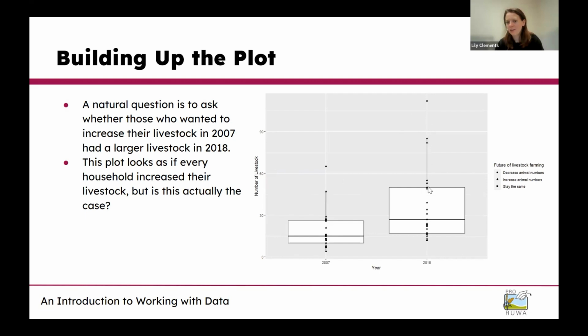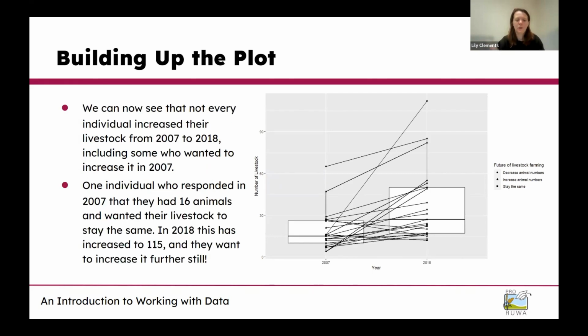Or are they increased to around here at 50? That's roughly 50. The plot looks to us as if every household has increased their livestock, but is this the case? Well, we can draw a line on it. So now we've built up our third layer. This line is connecting individuals, or the households in 2007 are now linked with the households in 2018.